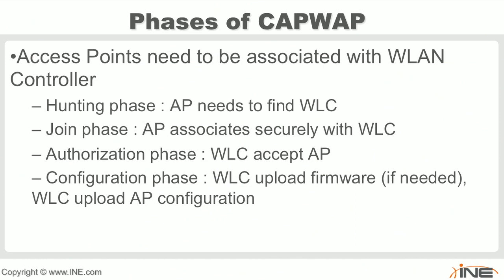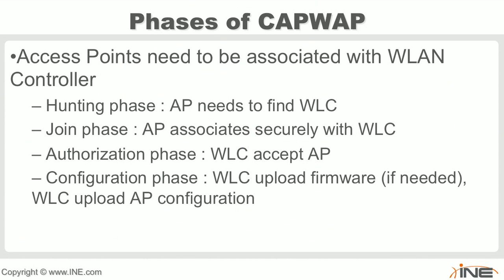Looking at some of the phases of the CUWNA, the control and provisioning for wireless access points, formerly known as LWAP, lightweight access point protocol, the access points need to be associated with the WLCs. So they have a few phases. They have their hunting phase: the AP needs to find the WLC. Their join phase: the AP associates securely with the WLC. The authorization phase: the WLC accepts the AP or possibly doesn't. And then the configuration phase: the WLC is going to update the IOS firmware and running software on the APs dynamically to what it has installed.